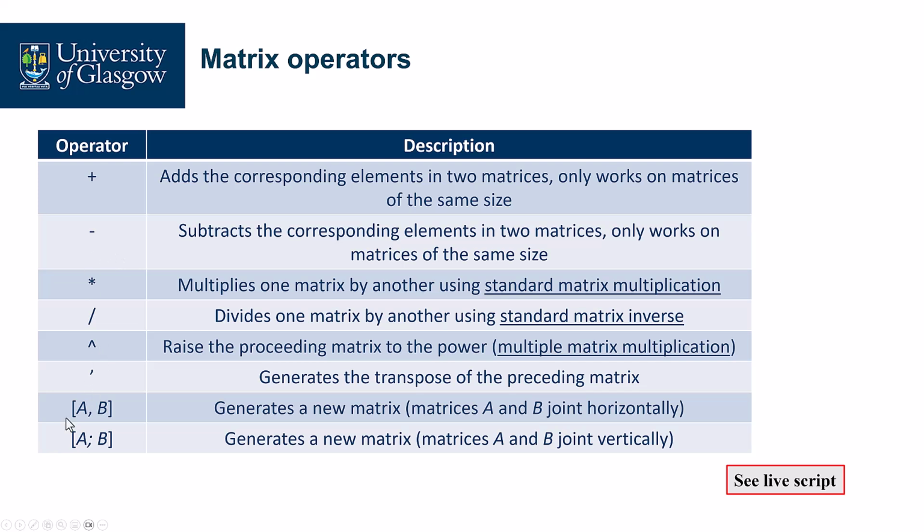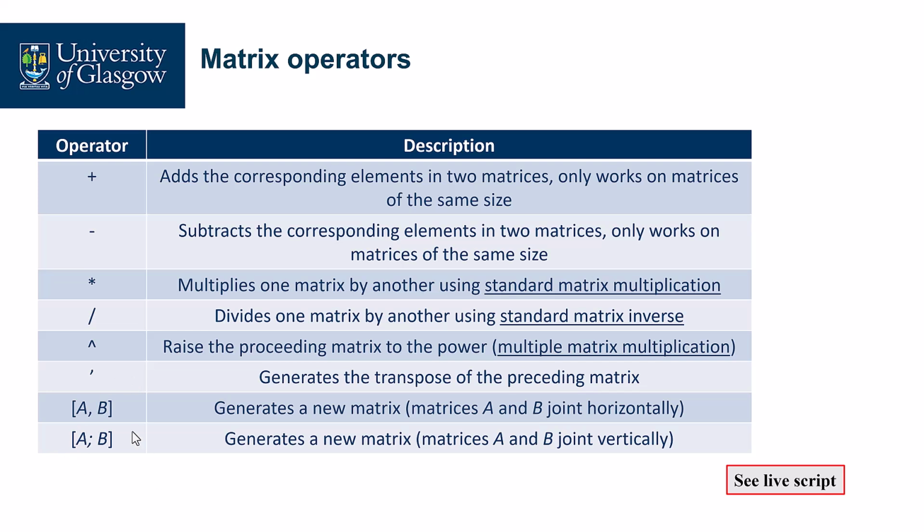A, B with square brackets outside, and A semicolon B with square brackets outside, mean matrix concatenation. It means we join two matrices together. So A, B means what? I join matrix A and matrix B horizontally. And when I use a semicolon, I join matrix A and matrix B vertically. These are the two different ways.